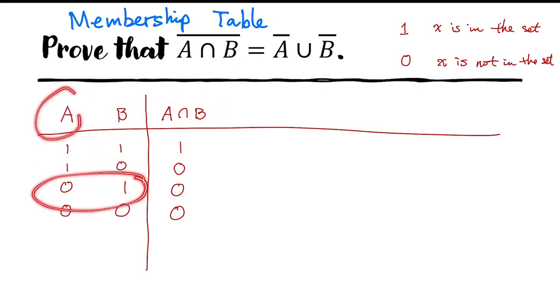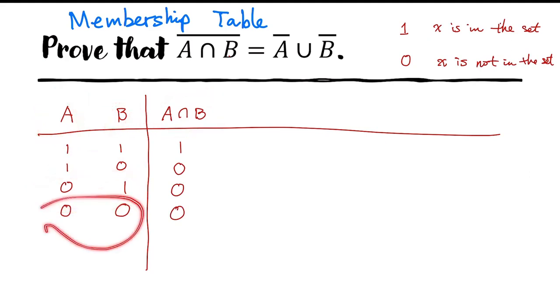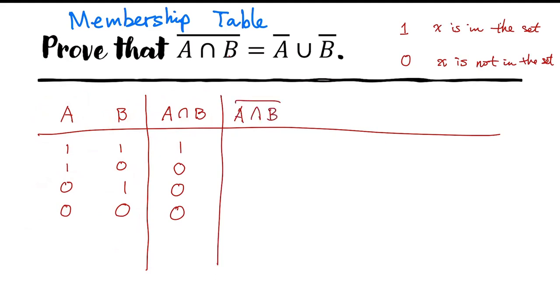Now here it's not in A, but in B, so it cannot be in the intersection. And if it's not in A and B, then there's no way for it to be in the intersection. So here we have the A intersect B. Now we will look at A intersect B's complement.